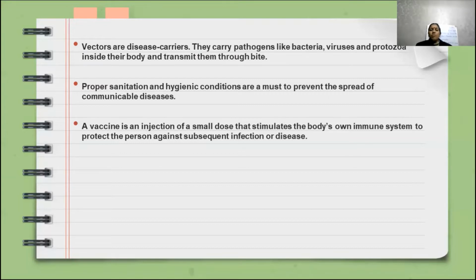Now we are also suffering the same, that means COVID-19, and the same vaccination process is going on. Small doses of vaccine, like 1, 2, 3 doses, will help the body, stimulate the body's immune system, and protect the person against this disease. So these are the details of this chapter and the topics mentioned here.